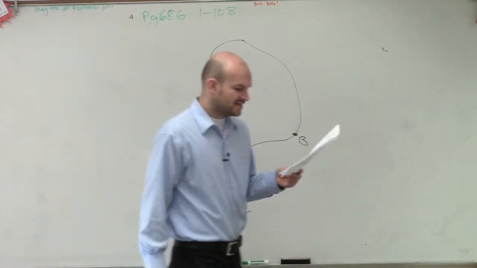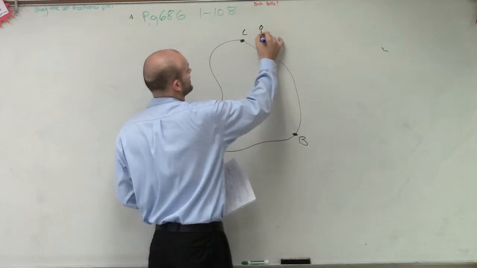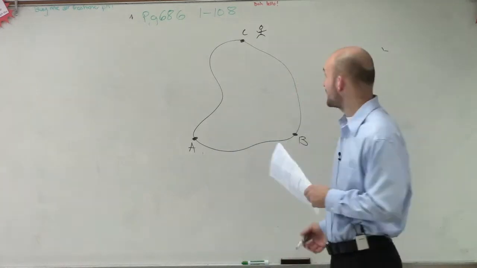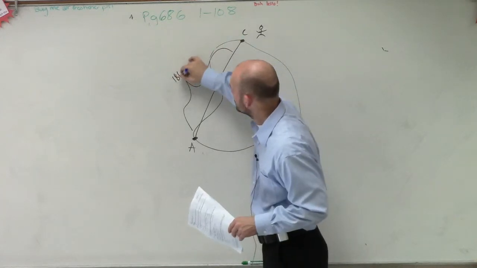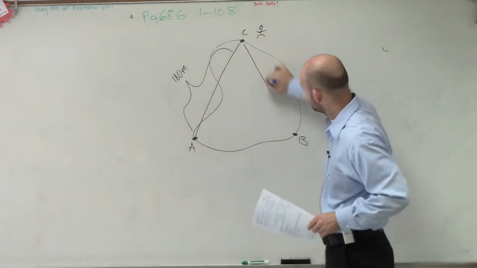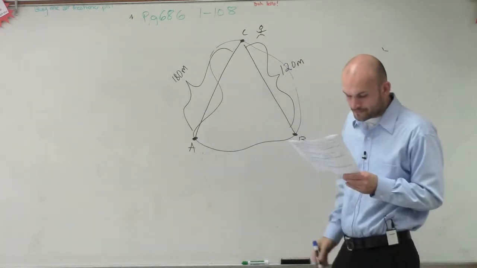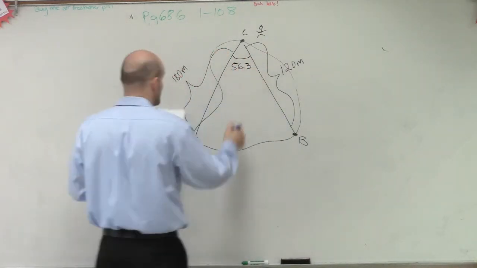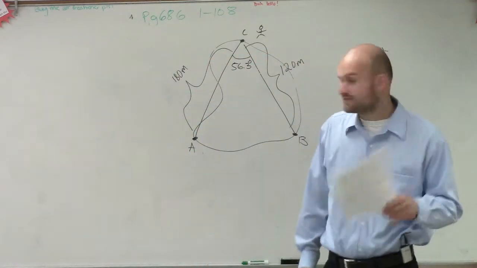All right. A surveyor is located at a third point, C. So we'll call C here, and we've got a nice little surveyor. Now, the distance from A to C is 180 meters. Then it says the distance from B to C is 120 meters. Measure of angle C is 56.3 degrees. And they want us to find, to the nearest tenth, the distance from A to B.